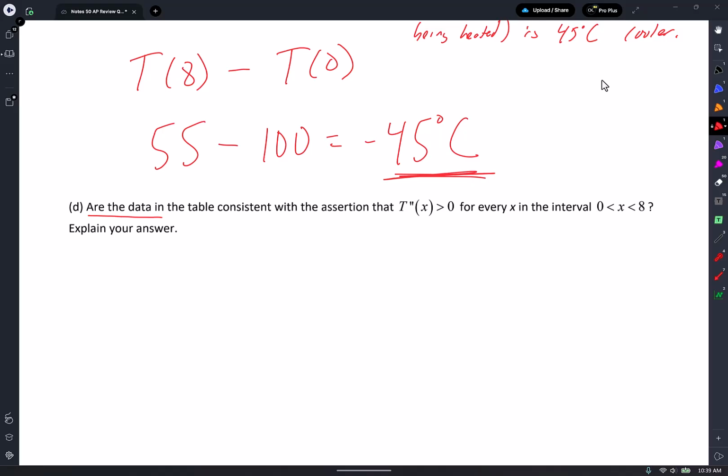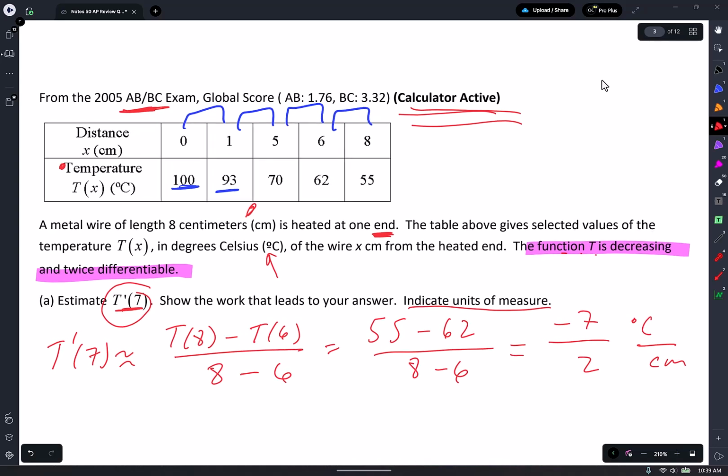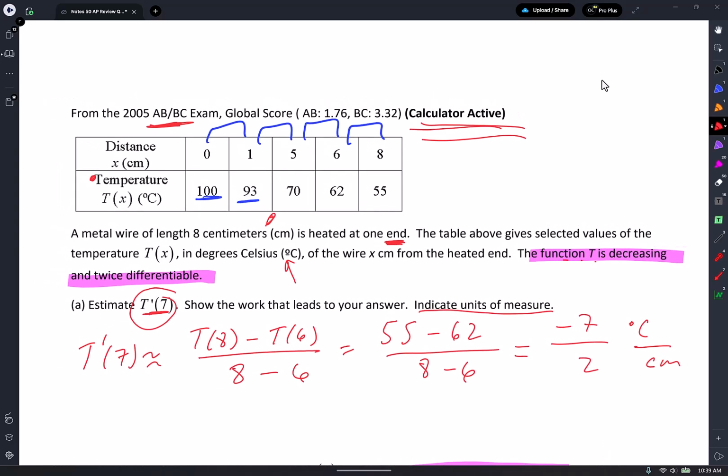Are the data in the table consistent with the assertion that t prime prime is positive for every x on the interval between 0 and 8? Explain your answer. Well, I don't have t prime prime. I have t. T is decreasing, but that's not going to help me because they want to know t prime prime. So we're going to find an average t prime, or a secant slope, and then I'm going to do the slope of that slope.